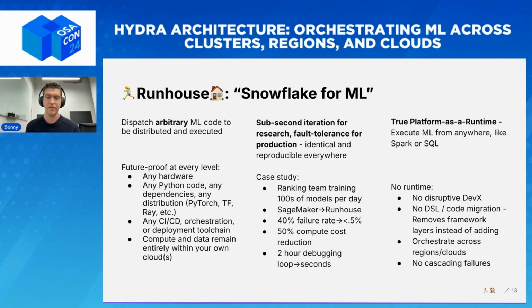their code locally. And then Runhouse is also a true platform as a runtime, meaning that you can execute your ML methods from anywhere, just like Spark or SQL. So you just dispatch with the system, you specify how you want us to distribute it, we automatically distribute it for you and execute it for you. So there's no disruption to your developer experience to be able to use this runtime. There's no code migration. It uses your existing code and dispatches that at the platform.